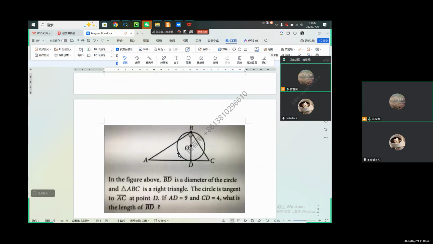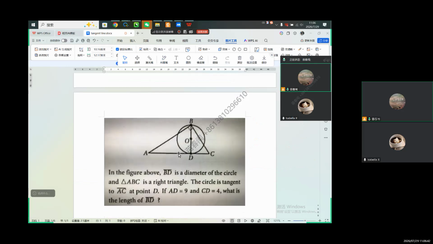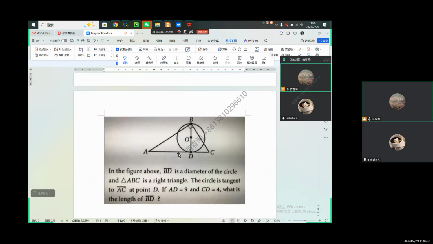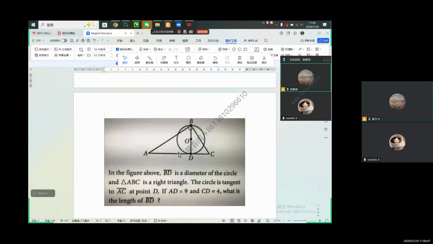And here is another one. This one is a little tricky, because this one is actually combined. This one is not tangent line, it's other knowledge. Let's take a look at this one. This is also a real SAT question.